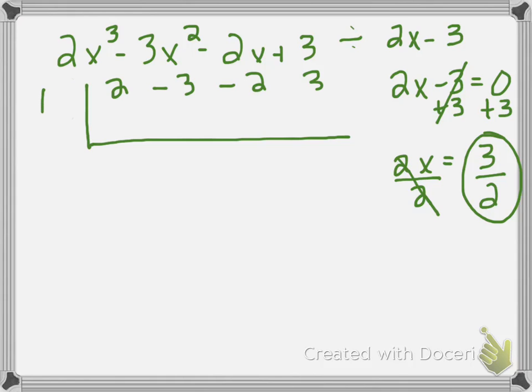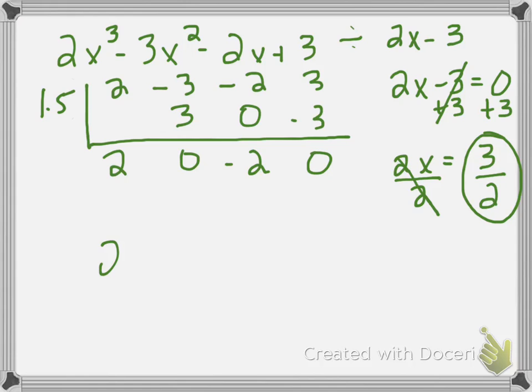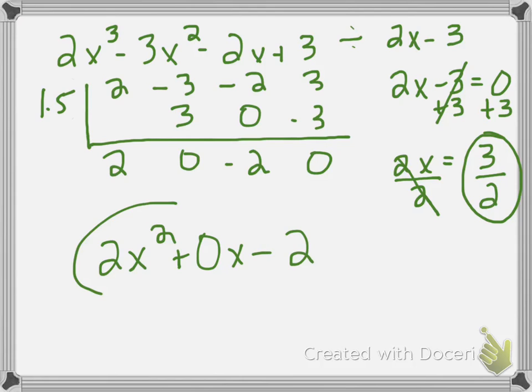Now, 3 over 2 is the same thing as 1.5, so we can simply type in 1.5 in our calculator. Now I just do synthetic division like normal. Bring down my 2, multiply, add, multiply, add, multiply and add, and we get our final answer as 2x squared plus 0 minus 2. Remember, we have to start with a degree lower than the one in our original problem. So since it was 2x cubed, we'll start with 2x squared.